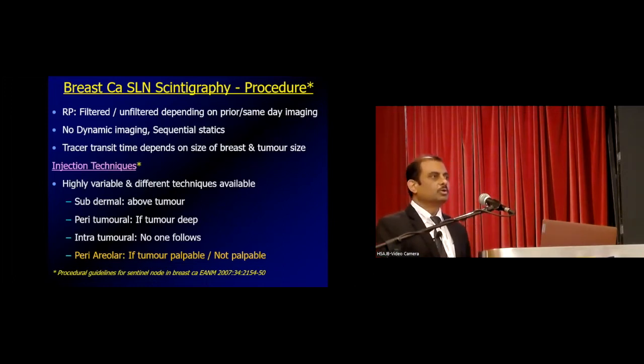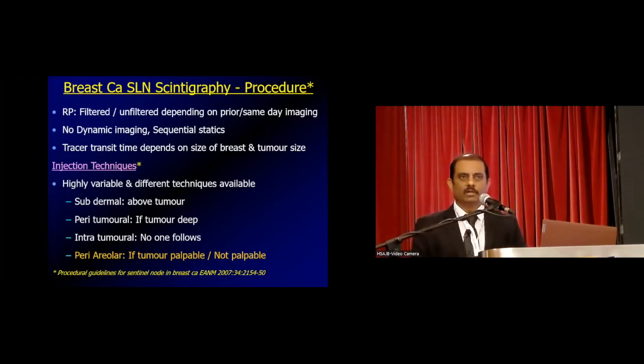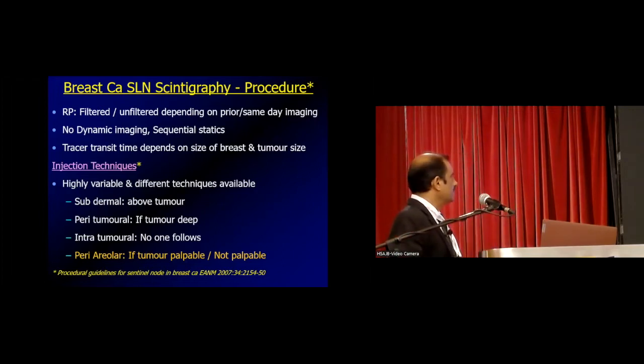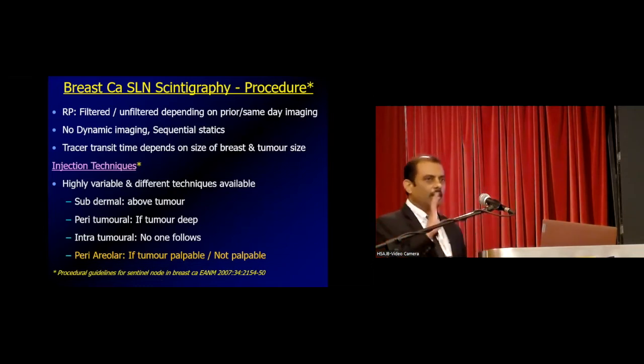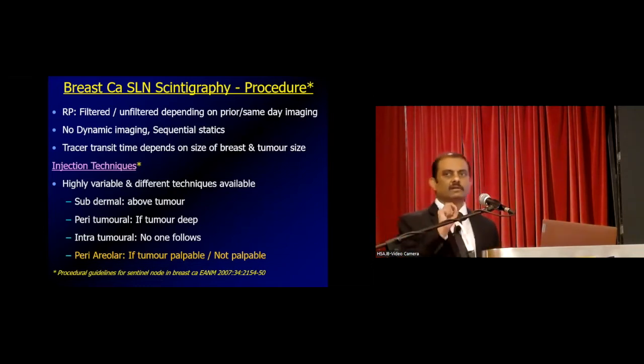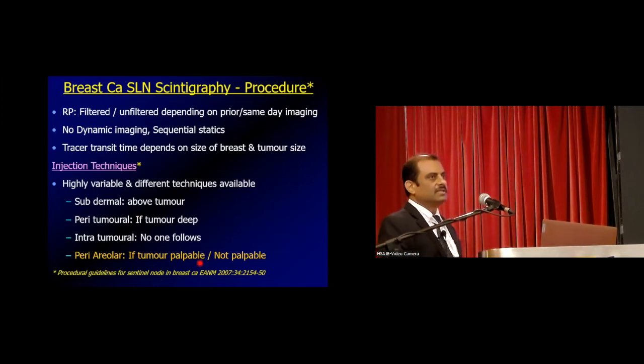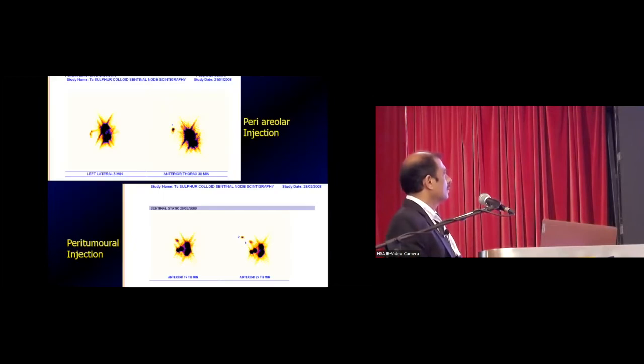You will be giving 2 to 4 injections, 0.1 ml every time. And what is the biggest advantage of this periareolar? Wherever is the tumor, whatever be the depth of the tumor, you will always get the correct lymph node in the axilla. You will not miss out any lymph node. Your success rate will be 100% with this periareolar injection technique. So that is what I wanted to show here. The periareolar means you will always end up with only one lymph node majority of the time.